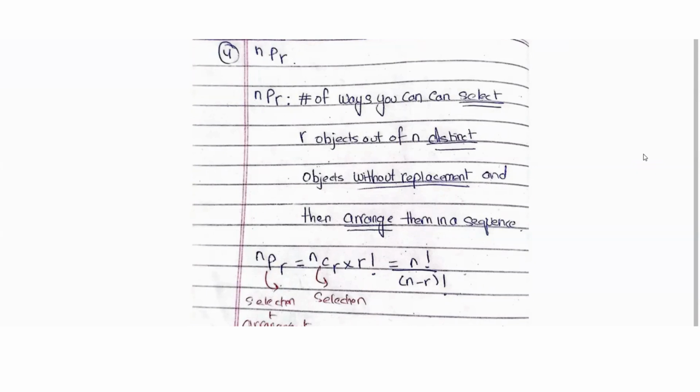Looking at counting principles, we talked about the basic counting principle. We looked at permutation of an entire set of objects. Then we talked about nCr. Now we want to look at nPr. nPr allows us to find the number of ways you can select r objects out of n distinct objects without replacement and then arrange them in a sequence.